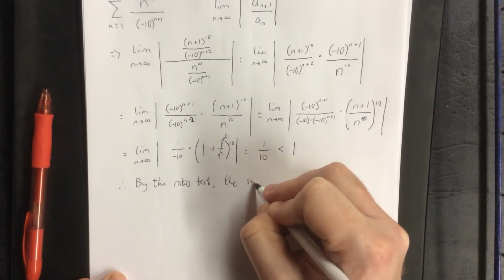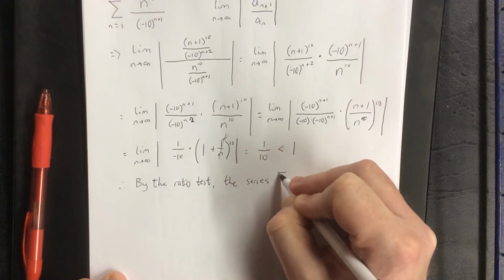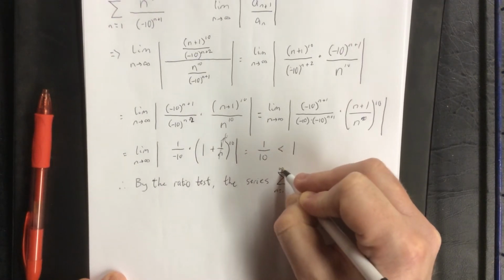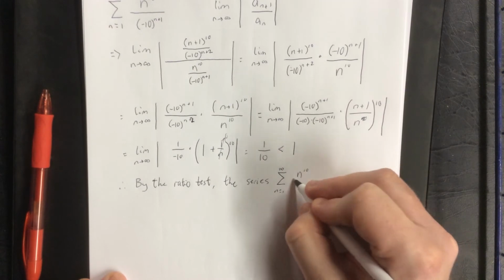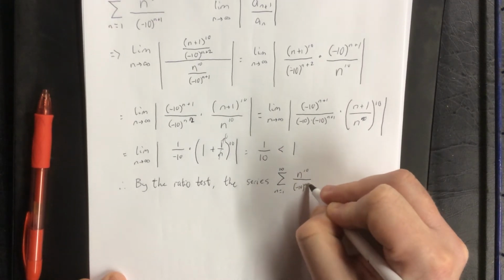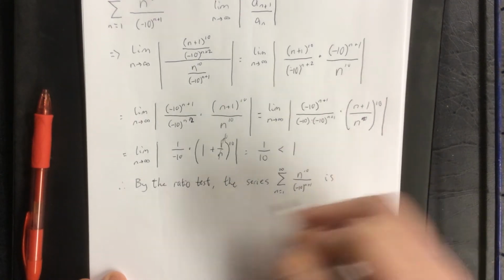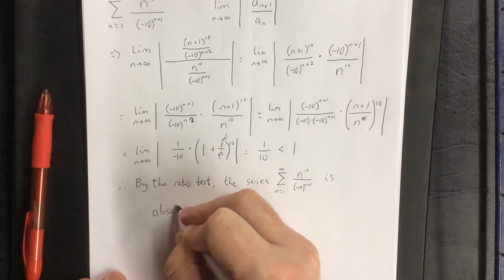The series, sum from n equals 1 to infinity of n to the 10th power over negative 10 raised to the n plus 1th power, is absolutely convergent.